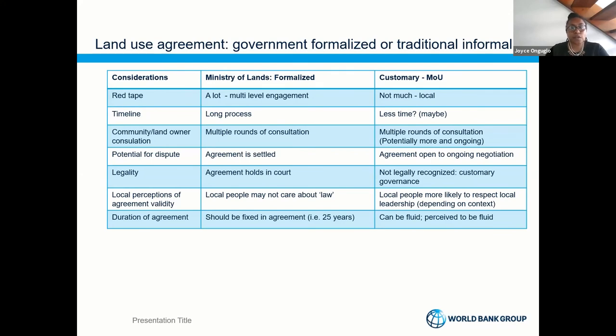And also, going back to when you're doing your assessments, really consider the customary approaches to land because of the customary governance that is in place that is not necessarily linked to the government formalized processes and registration. I'll just stop there because I know we've talked a lot, but I'd love to hear from everyone else in the training sessions.